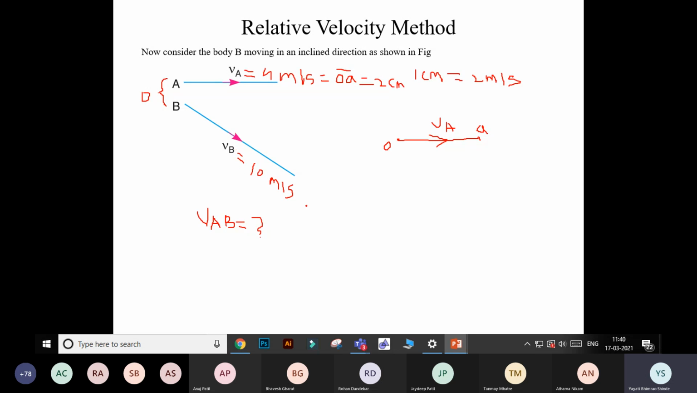Now the next vector I will draw here is OB, which is nothing but your velocity B, whose magnitude is 10 meter per second, which according to the scale is 5 centimeter. Its direction is given, inclined to the previous vector. The angle will be given. Otherwise you have to use the roller scale and draw a parallel to this velocity B. You have to directly draw the parallel to this velocity B, the vector OB whose magnitude is 5 centimeter. This is the velocity B.